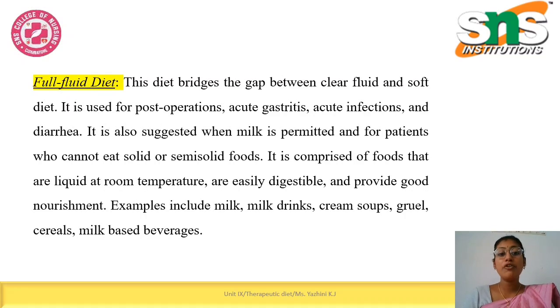Next is the full fluid diet, which is a bridge between clear fluids and soft diets. It is used for conditions like post-operative recovery, acute gastritis, infections, and diarrhea. This diet includes foods liquid at room temperature, like milk, cream soups, and milk-based beverages. It is easily digestible and also provides good nutrition, and it is ideal for patients who are unable to handle solid or semi-solid foods.